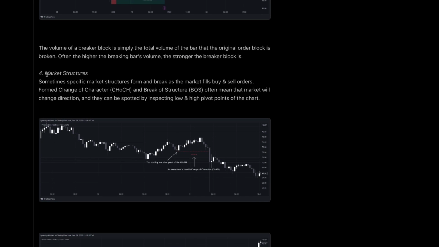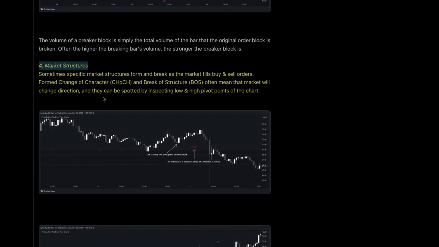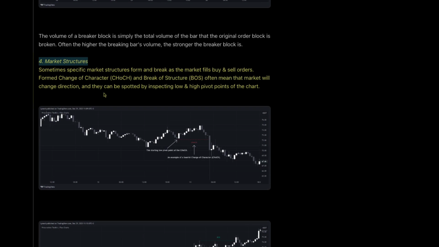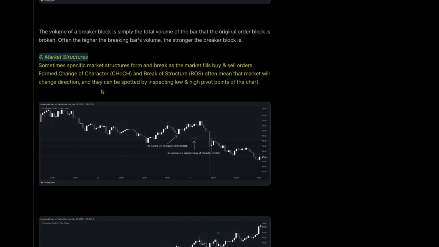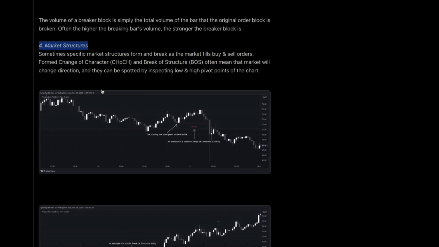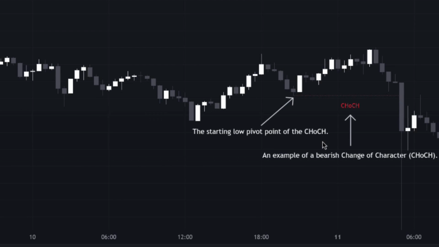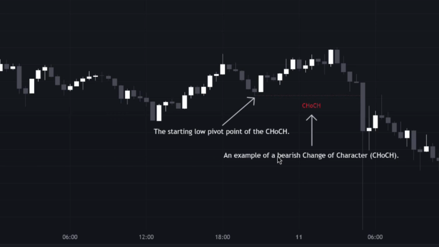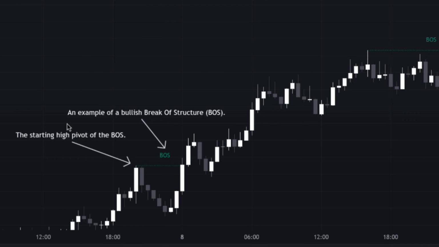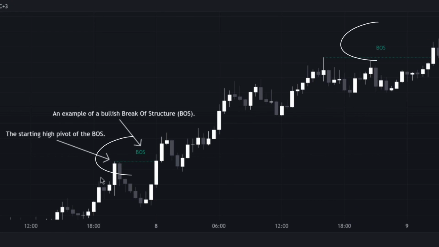Now fourth, market structures. Sometimes specific market structures form and break as the market fills buy and sell orders. Change of character, CHoCH, and break of structure, BOS, often mean that the market will change direction, and they can be spotted by inspecting low and high pivot points of the chart. You can see the starting low pivot point of the CHoCH, an example of a bearish change of character. Looking at another for bullish movement, the starting high pivot of the BOS. This is an example of a bullish break of structure, BOS.